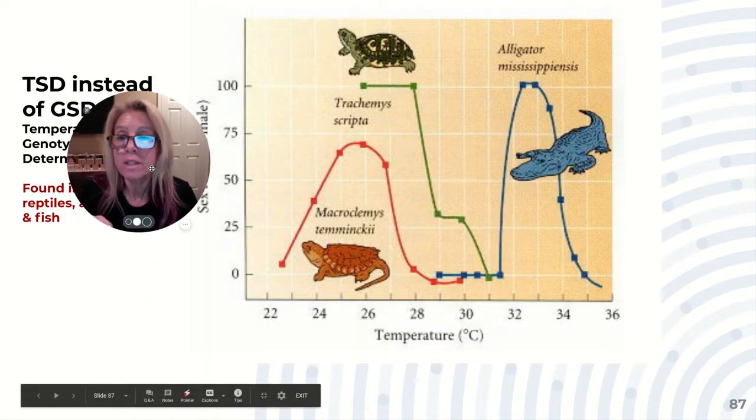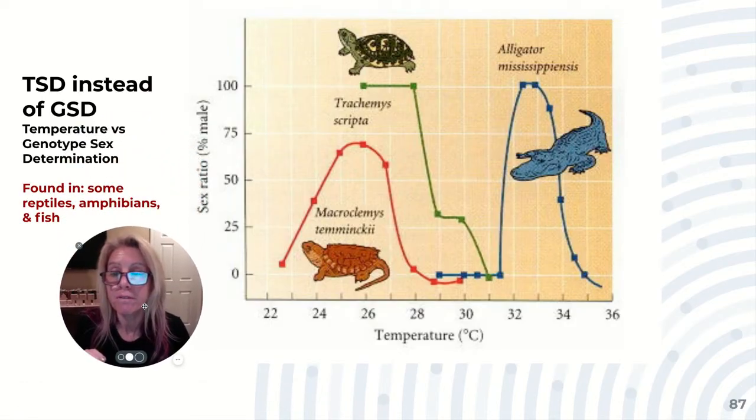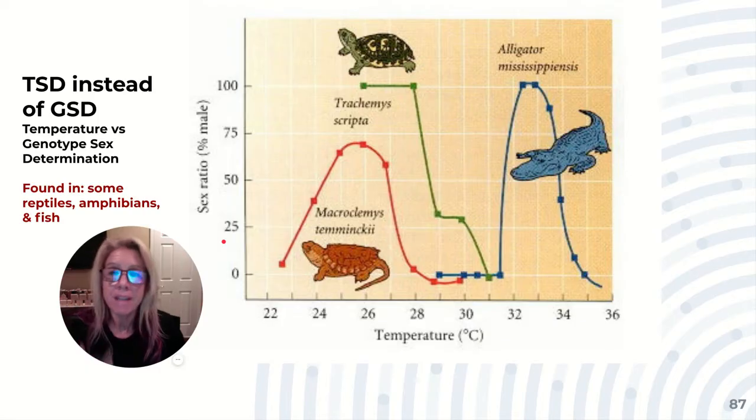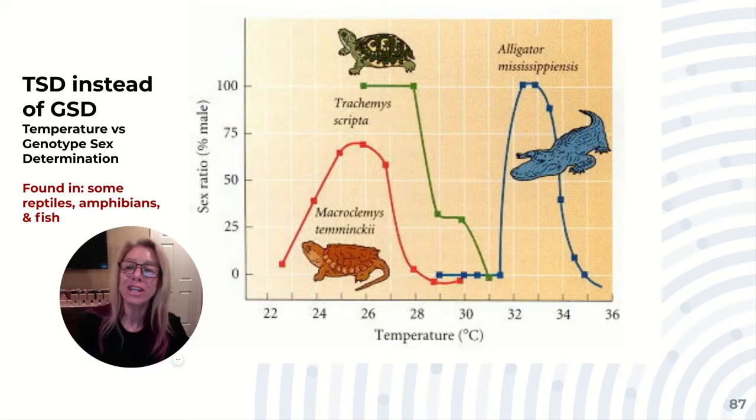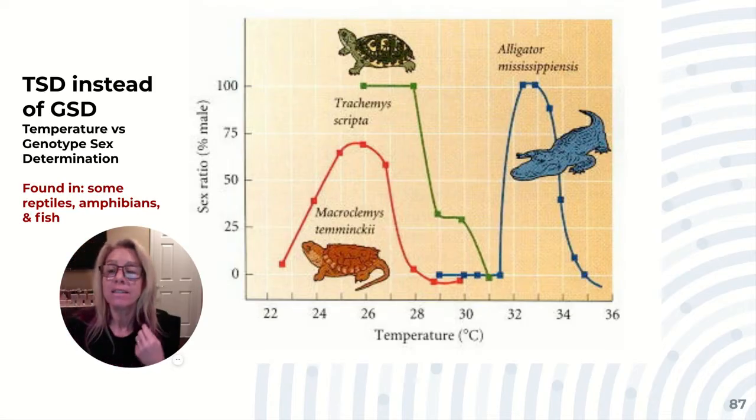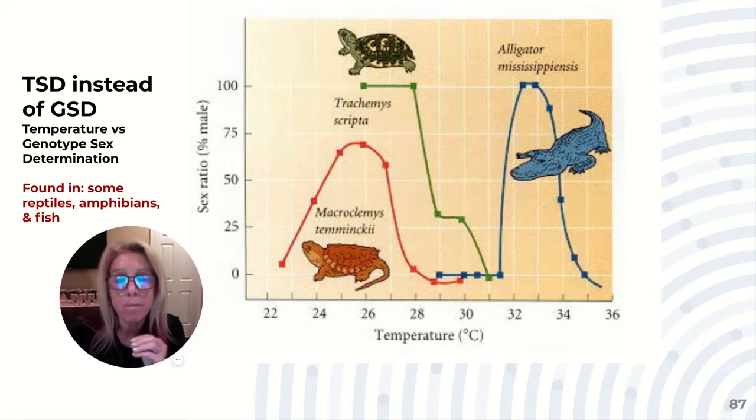Now, there's also examples of what sex you are. So whether it is temperature determined, temperature sex determination, or genotype sex determination. So for humans, it's genotype, right? But in some reptiles, amphibians, and fish, it's the temperature that the egg is kept at. The embryo, when the embryo is developing, determines whether it will be male or female.